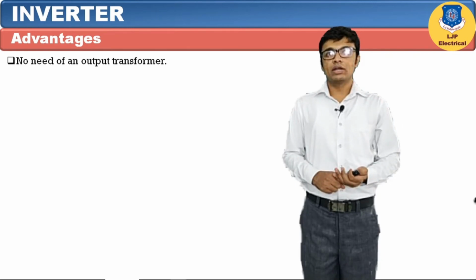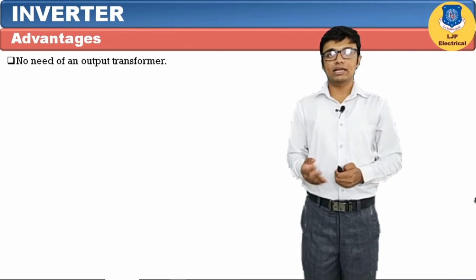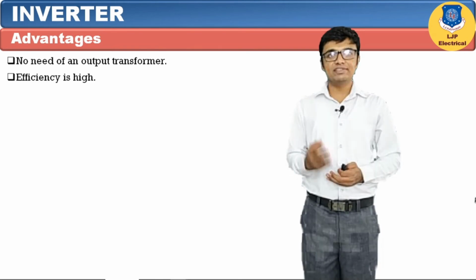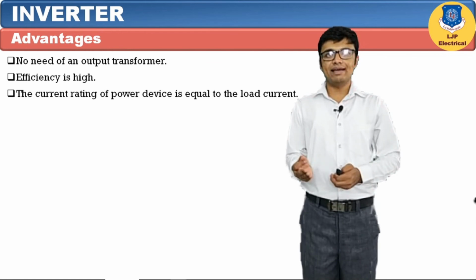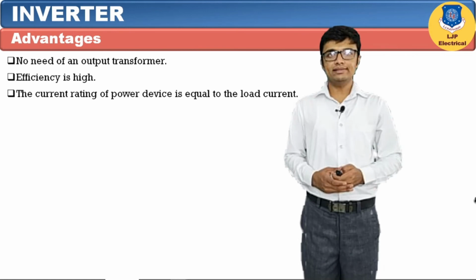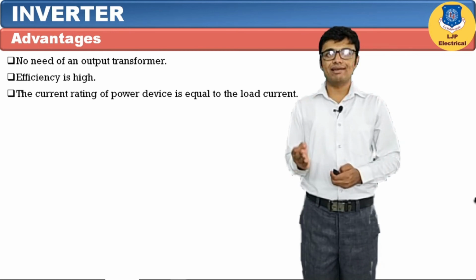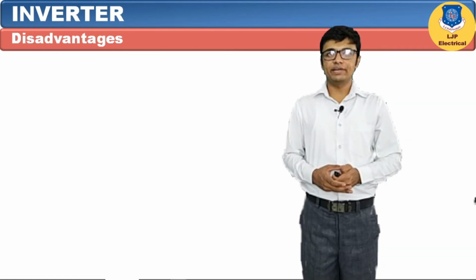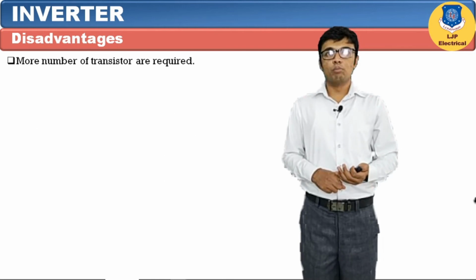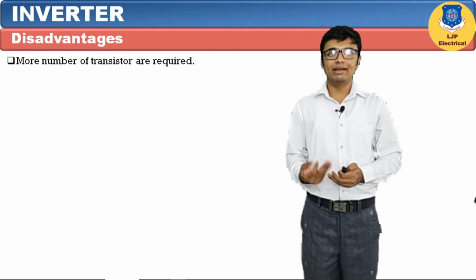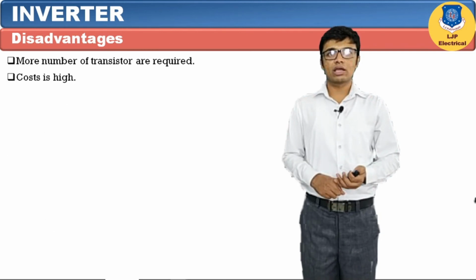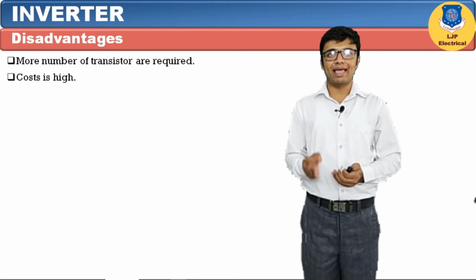First one is no need of an output transformer such that cost will be saved. Second is efficiency is higher as there are fewer losses. Next is the current rating of the power device is equal to the load current. Hence we can fully utilize the device. Let's see disadvantages of inverter. The first one is more number of transistors are required such that the cost of the inverter will increase. Next is cost is high due to a large number of SCRs or thyristors or switches.